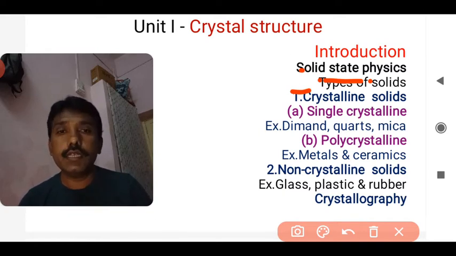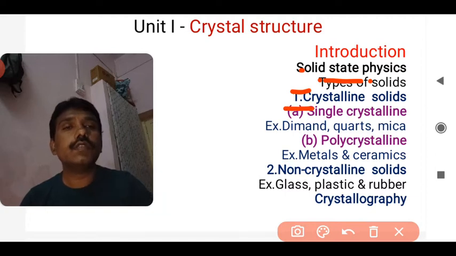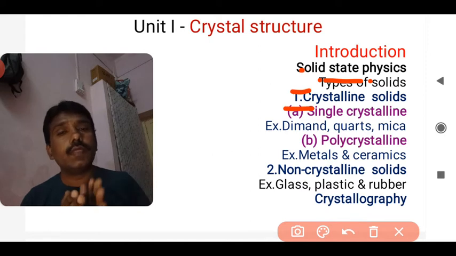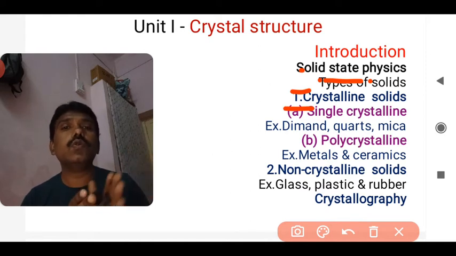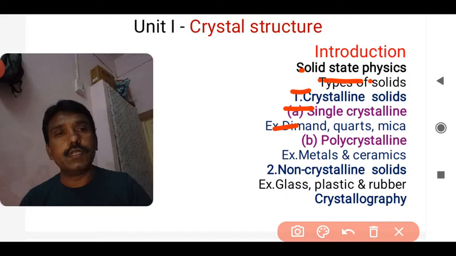And these crystalline solids are also of two types, single crystalline and polycrystalline. As far as single crystalline solids are concerned, they are those solids in which the regular and periodic arrangement continues throughout the material, to the very end. Examples are diamond, quartz crystal and mica.